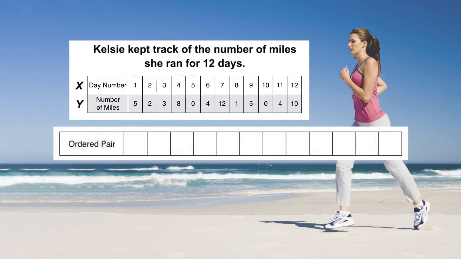Day 1, Kelsey ran 5 miles, so the ordered pair would be written as (1, 5). Fill this in on the first box. Day 2, Kelsey ran 2 miles. The ordered pair would be written as (2, 2). Place this in the second box. Day 3, Kelsey ran 3 miles. The ordered pair would be written as (3, 3). Place this in the third box. Let's continue filling in the other boxes until all 12 days have been recorded. The ordered pairs are written as the day number followed by the number of miles ran that day.